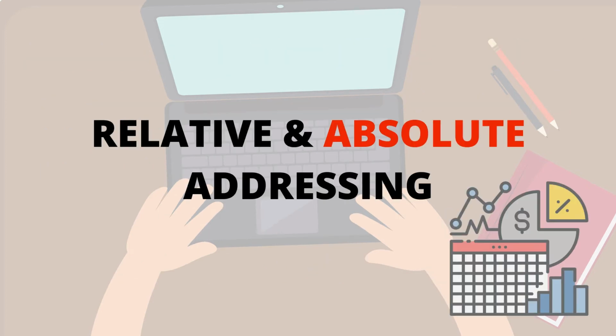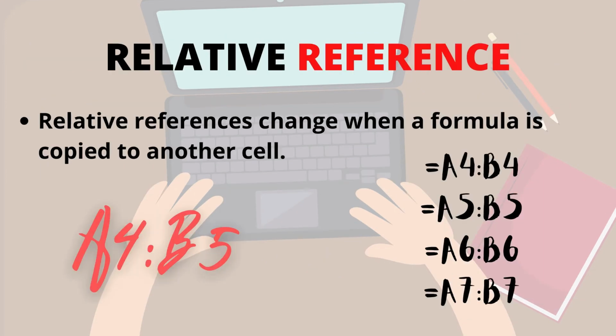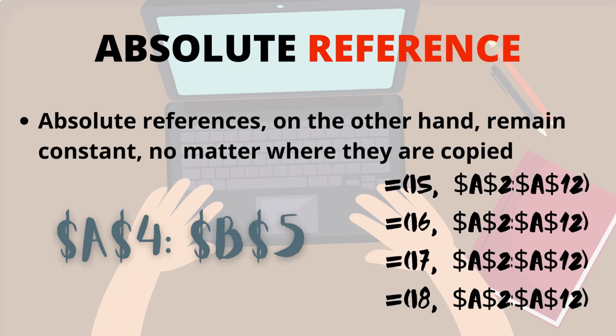Relative and absolute addressing. Relative references change when a formula is copied to another cell. Absolute references, on the other hand, remain constant, no matter where they are copied.